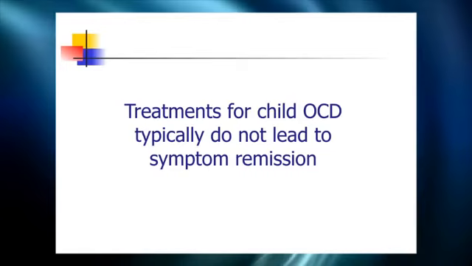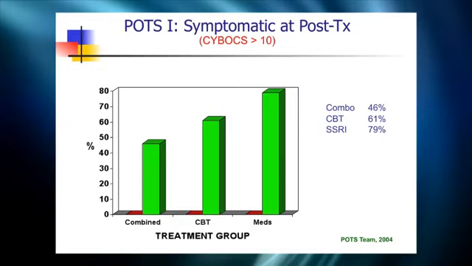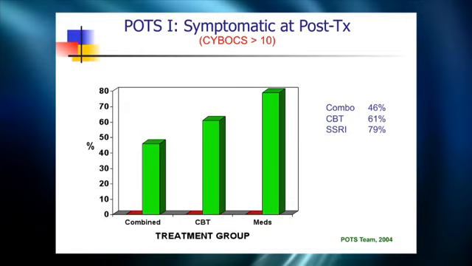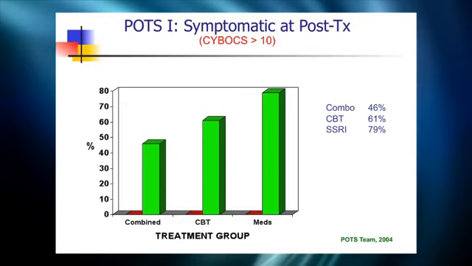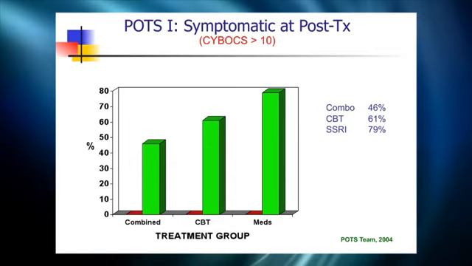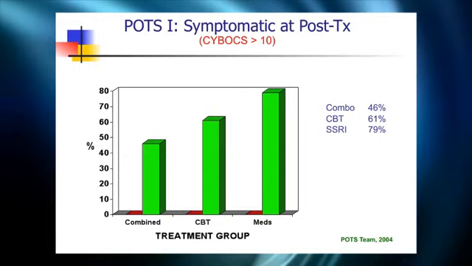Family factors in terms of OCD: treatments for kids typically don't lead to symptom remission. If you look at the studies, this is the POTS study, which was the biggest OCD study so far. We find that even after expert treatment, 46% of children receiving combined medication plus CBT still had some level of significant OCD symptoms. 60% of kids receiving CBT and 80% of kids receiving SSRI still had residual symptoms. They were treatment responders, but not all their symptoms went away.